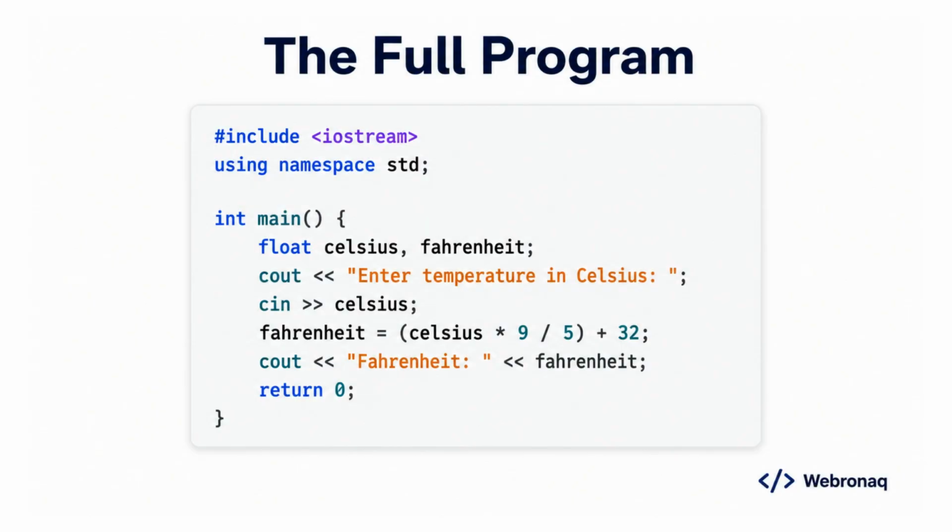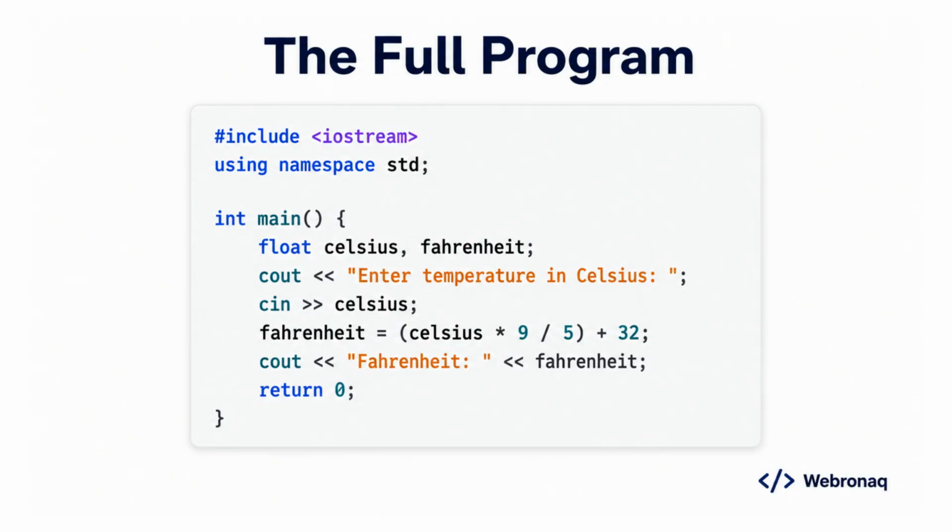Alright, here's the full program. It is short, about 10 lines, but every line is doing something specific. So let me give you the lay of the land before we zoom in. At the top, we include iostream, which is the standard input and output library. That is what gives us cin and cout. Then we have our main function, which is where every C++ program starts running. Inside main, we declare two variables, Celsius and Fahrenheit, both as float, and that float keyword is going to matter a lot in a moment.